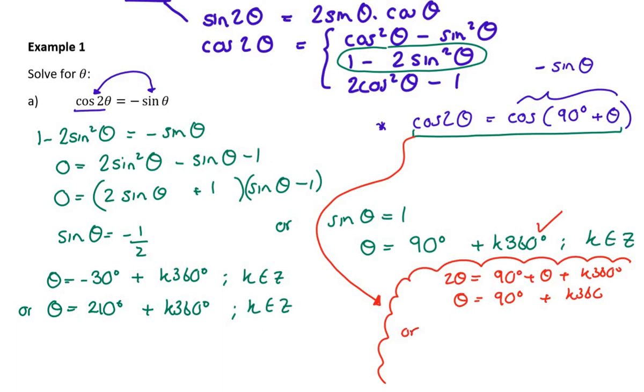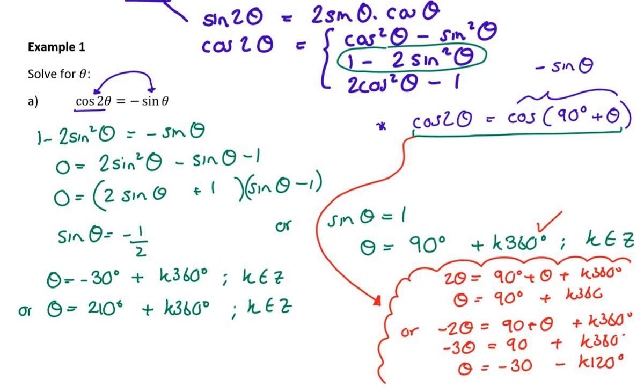Don't forget you could have the negative angle. So you could say negative 2 theta equals 90 plus theta. Now I could have said 2 theta equals negative 90 plus theta. It doesn't matter where you put the negative, as long as there's a negative on one side. Now what that would be is negative 3 theta would equal 90 plus k 360, and if I divide it by 3, I'd get negative 30 minus or plus, it doesn't matter, minus k 120.